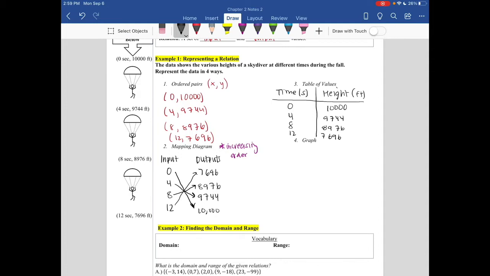Then we can have a graph. And a graph gives us a visual way of representing the data from that table. So on the x-axis, we're going to have our input, which is our time, in seconds, and on the y-axis we are going to have the height in feet, or the output. Then we need to come up with a scale. We can go up by 4s for time, so we'll have 4, 8, and 12, and then let's go up by 2,000s for the height. So 2, 4, 6, 8, 10, and then we'll label that 2,000, 4,000, 6,000, 8,000, and 10,000.